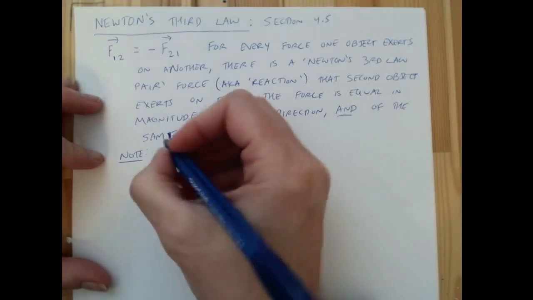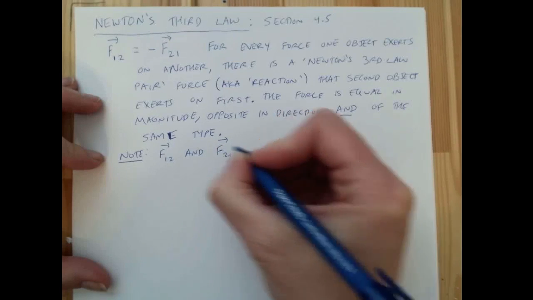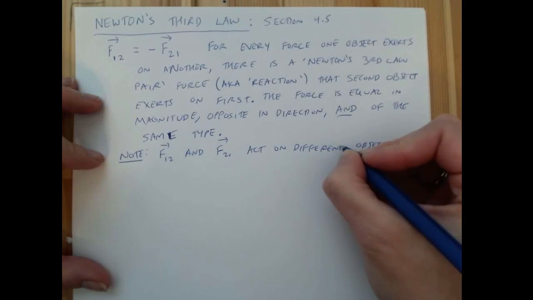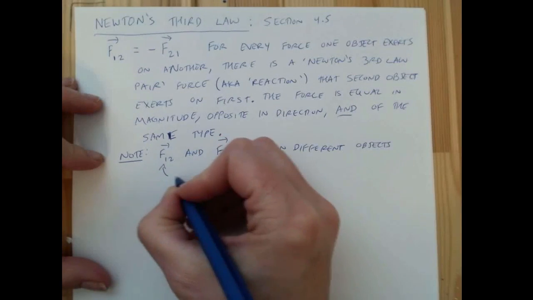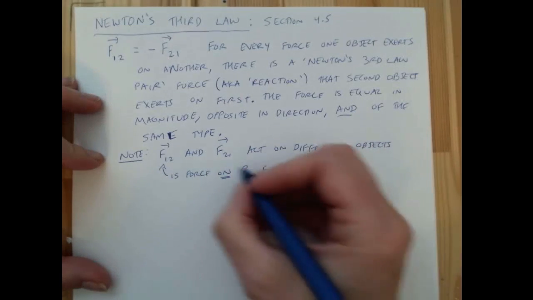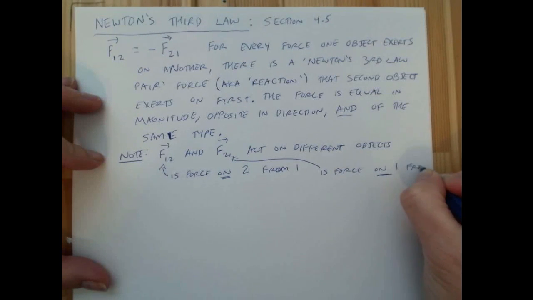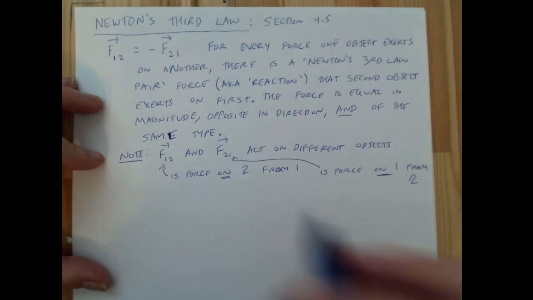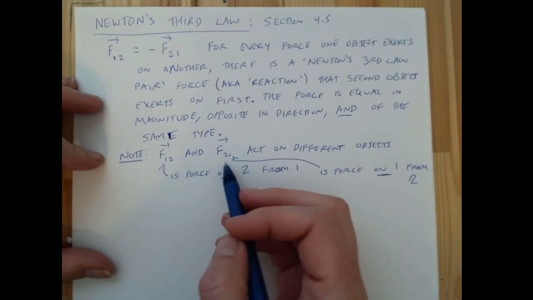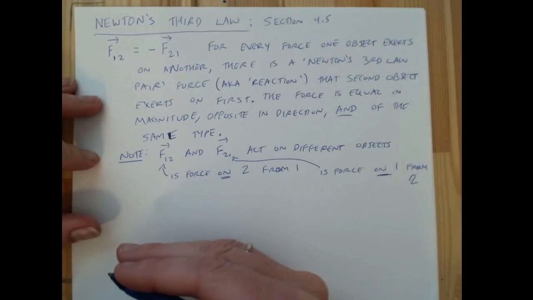Another thing that I'm going to note about these two third law pairs is that F12 and F21 act on different objects. This is also a common misconception with Newton's third law. For example, F12 is a force on 2 from 1, whereas F21 is the force on 1 from 2. And so what that means when you're trying to identify Newton's third law pairs is that you can't have Newton's third law pairs that act on the same object. If I push on you, you push on me. One force is on you, one force is on me.